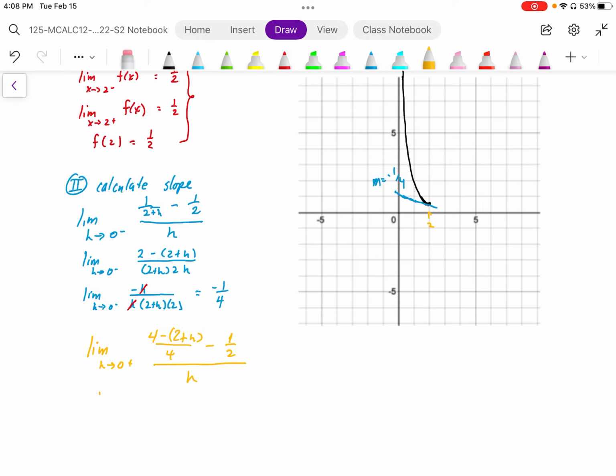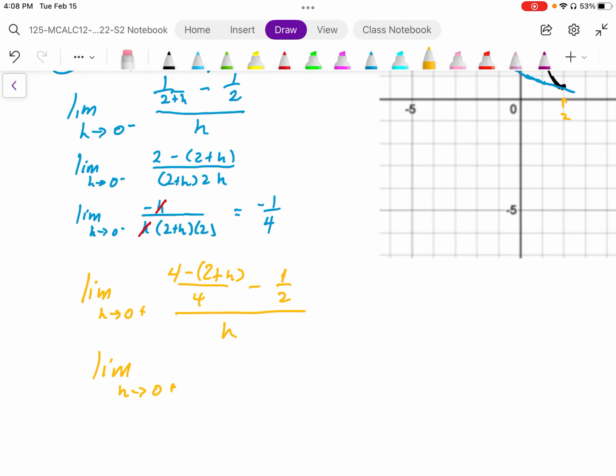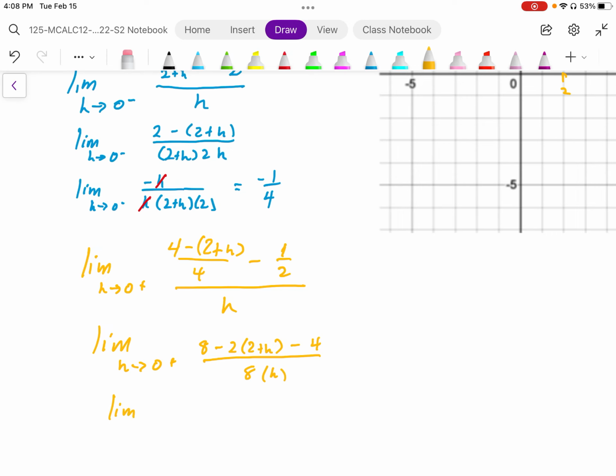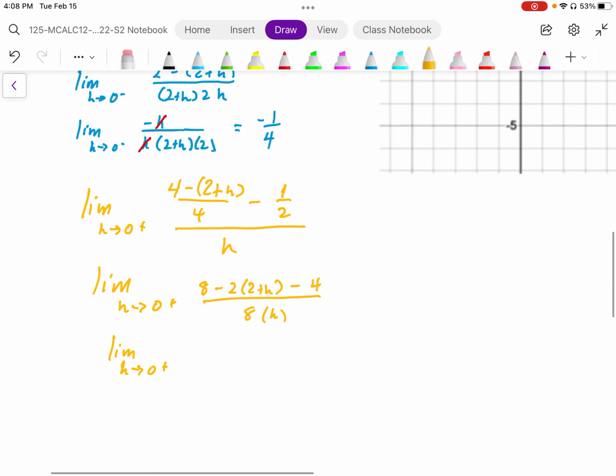Okay, so I'm going to simplify this expression. I'm going to combine those terms. So this becomes, what's this going to be? It's going to be 8 minus 2 times 2 plus h minus 4, and that's all going to be over 8 and my h there. Simplifying this out, hopefully I can get rid of that divide by h. As h approaches 0 from the positive side, I end up with 8 minus 4 minus 4 minus 2h. So the 4's cancel out, so that becomes all 0 except the minus 2h. And then in the denominator, I end up with 8h. Okay, the h's cancel.